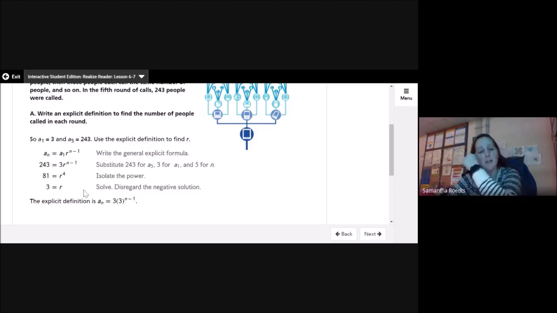Okay, then I solve, disregard any negative solution. So r to the 4th equals 81. So 3 to the 4th equals 81. So r equals 3. So the explicit definition is a sub n equals 3 times 3 to the n minus 1.